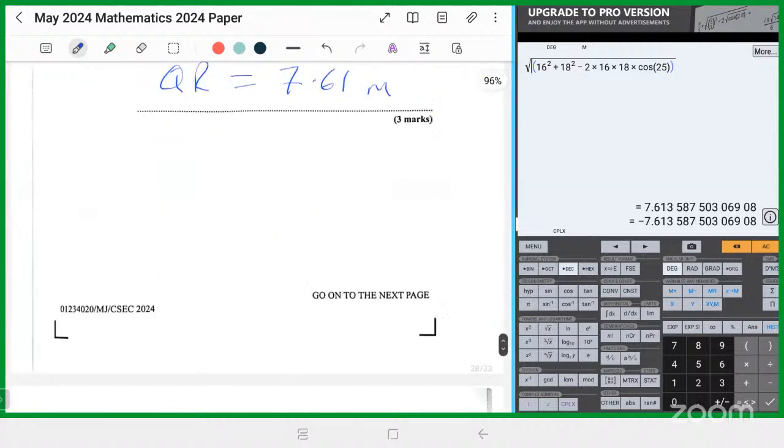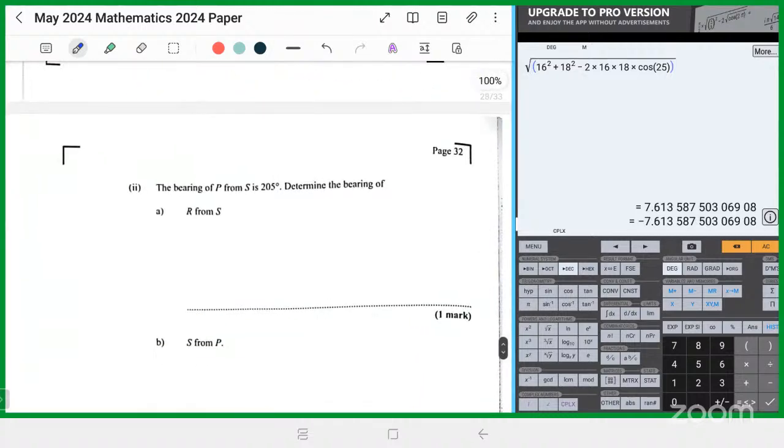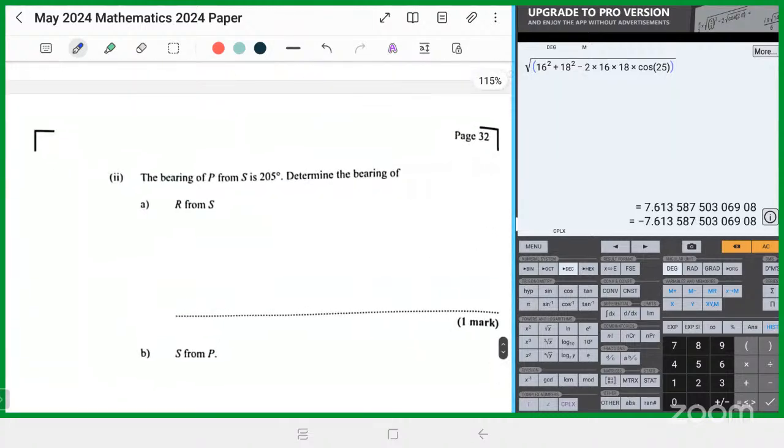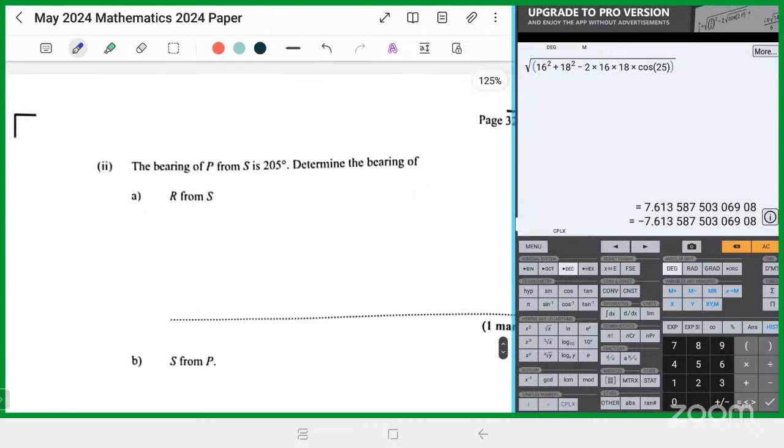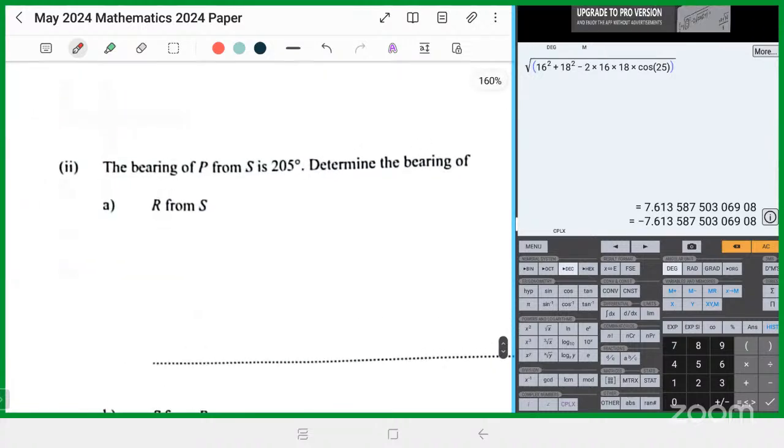The next thing I want is this. Oh, they give us some information. It says the bearing of P from S. I must always know a from position. The bearing of P from S is from S to P. The bearing is 205 degrees. The bearing is placed at the from position. They want us to determine the bearing from S back to R, from S to R.